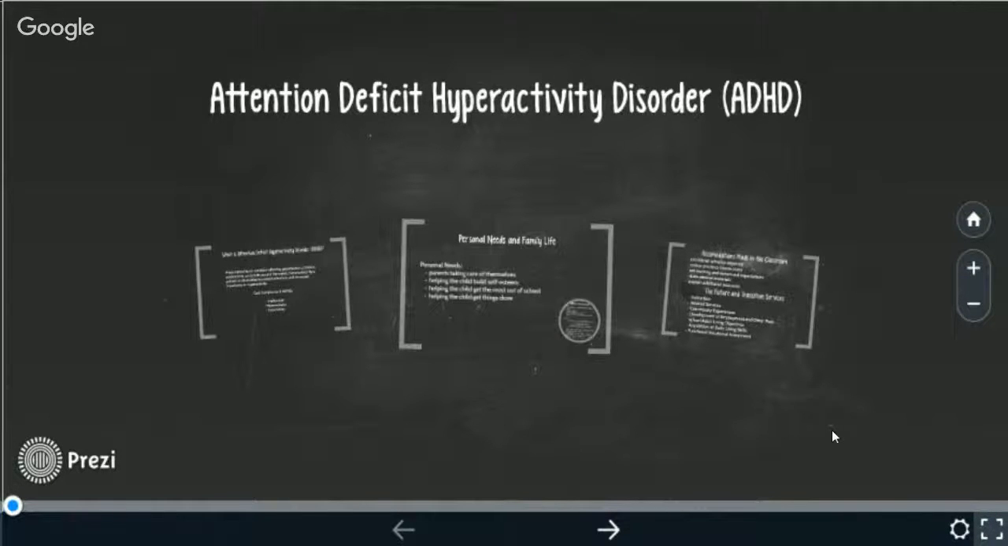I am presenting on a learning disabilities project for Psychological Foundations of Learning, GE 502. The learning disability that I will be presenting on is Attention Deficit Hyperactivity Disorder, ADHD.